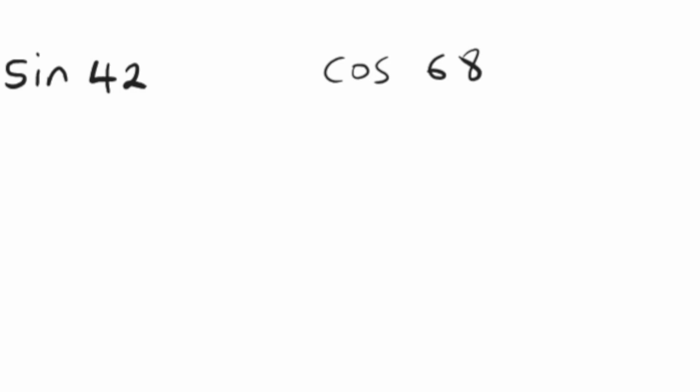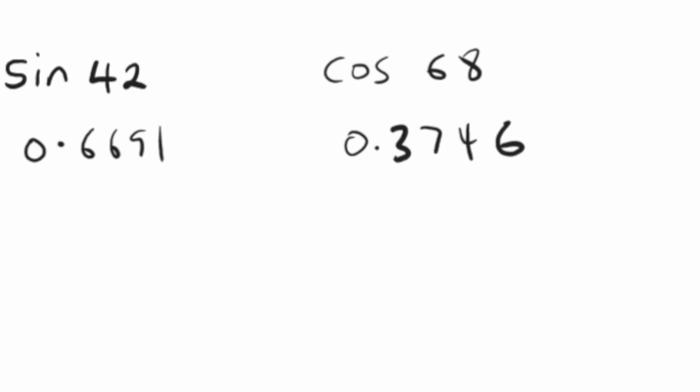Just press sine, and then press 42. Make sure your calculator is in degree. So sine 42 is equal to 0.6691. I said always try to keep it to 4 decimal places. And then cos, you just press cos, and then 68. Cos 68 is 0.3746.